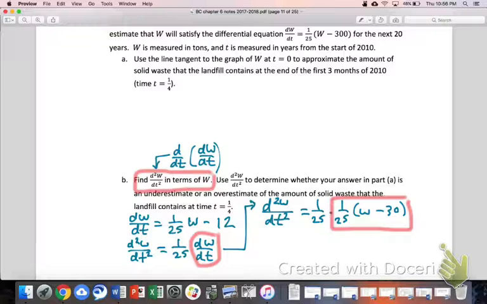So then I'm supposed to figure out, using the second derivative, if my estimate from A is too high or too low. Of course, this is the second derivative, so that's going to allow me to kind of make that connection.